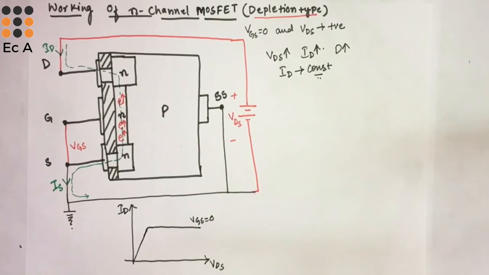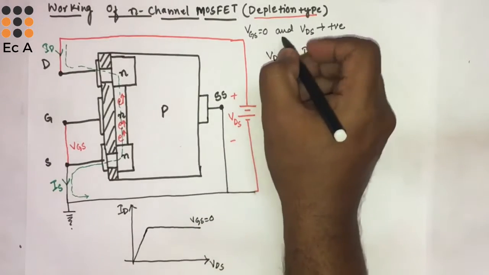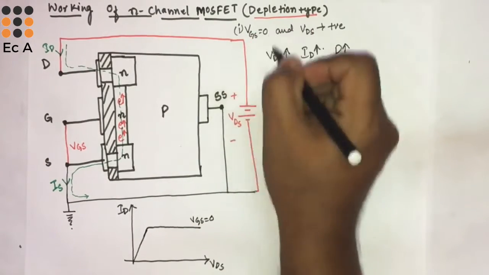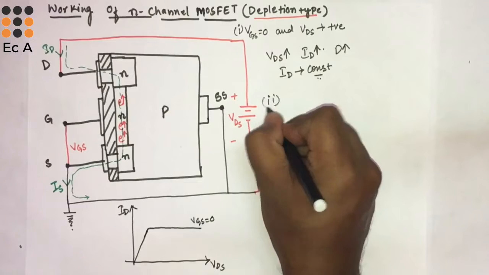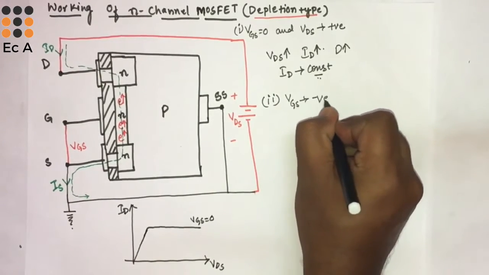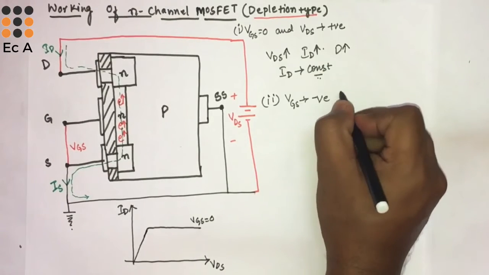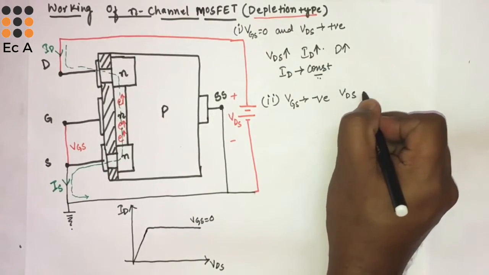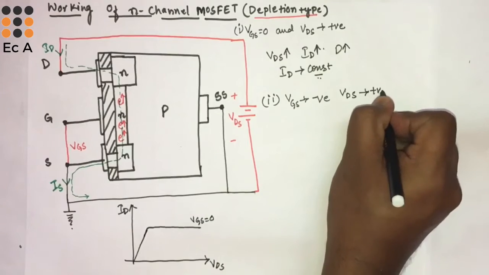Now let us take the second condition. This is the first condition which we took. In the second condition we make VGS some negative voltage. We connect VGS as a negative voltage, and VDS is maintained at a positive voltage.